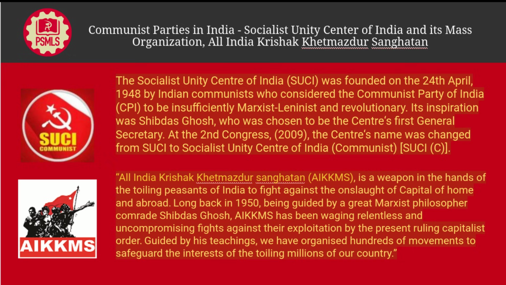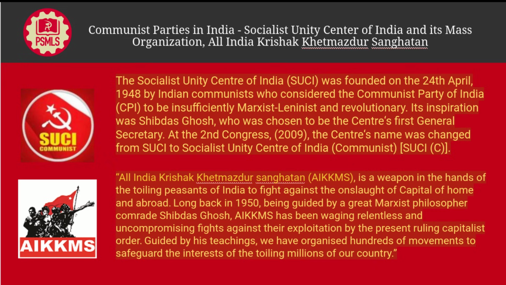Interestingly, the All India AIKKMS is, and these are quotes, a weapon in the hands of the toiling peasants of India to fight against the onslaught of capital at home and abroad. Long back in 1950, being guided by a great Marxist philosopher of the time, Comrade Shibdas Ghosh.